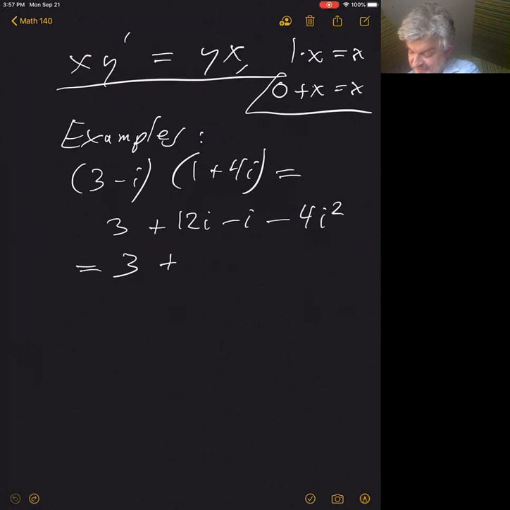It's ugly. 11 times i. And then 4i squared. The i squared is negative 1. So this is plus 4. Minus 4 times negative 1 is plus 4. So only in the last step is this example different from what I did with the square root of 2.